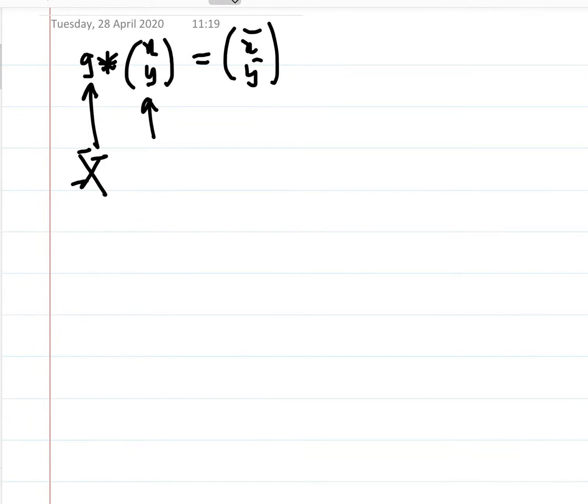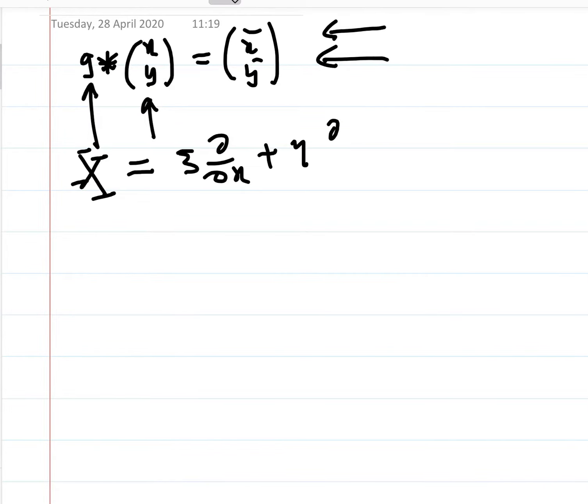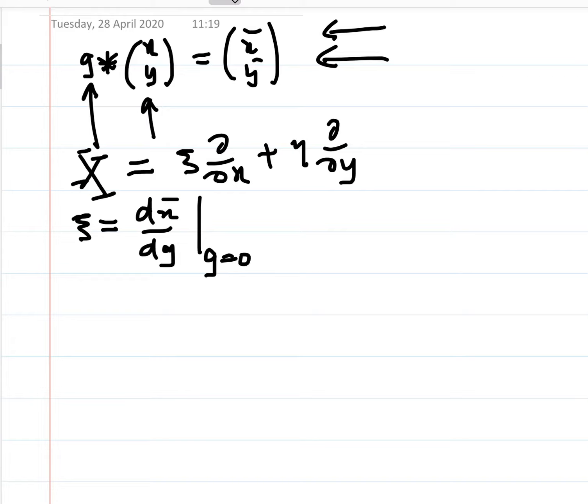So equivalently, the tangent vectors to the curves generated by the one parameter Lie group of transformations have the form xi d dx, if it's in two variables x and y, plus eta d dy. Xi and eta could be functions of x and y, where we showed that xi was dx bar by dg, g being the parameter, at g equal to 0, and eta is the derivative of y bar with respect to g, the parameter, evaluated at g equal to 0.